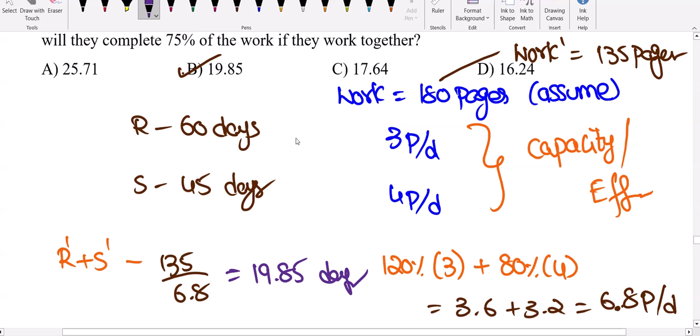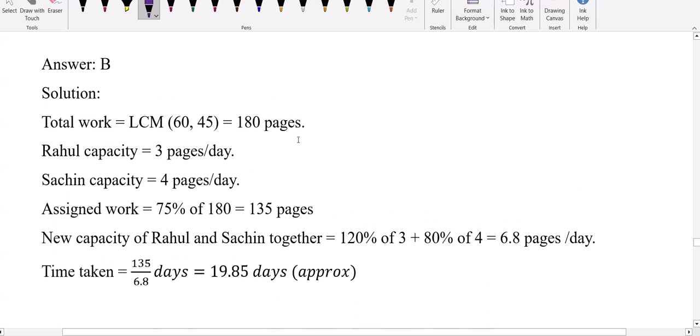Right? So 19.85. You see the approach is the same. I typed all the solutions actually. Once the test is complete, solutions will also be there for you. Next question.